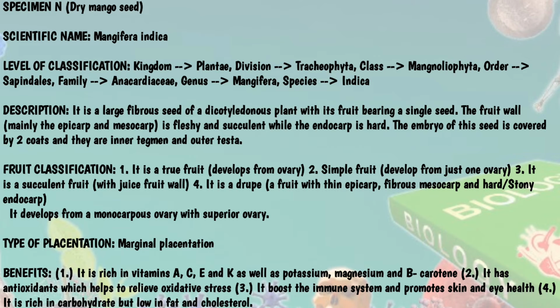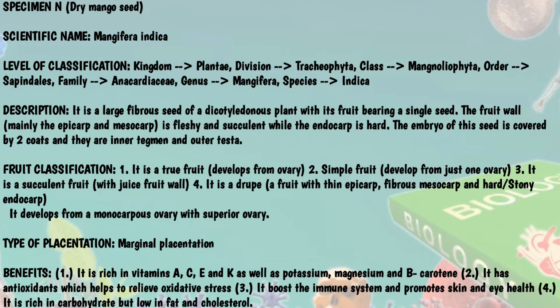So for fruit classification, the mango fruit is a true fruit, and then it's a simple fruit, and also it is a succulent fruit. So it's a true, simple, and succulent fruit. And by classification, it is a drupe. Drupes are those fruits that have fleshy epicarp and mesocarp, but they have a very hard and stony endocarp. If you look at the mango, that endocarp is very hard. You can't even bite it with your teeth.